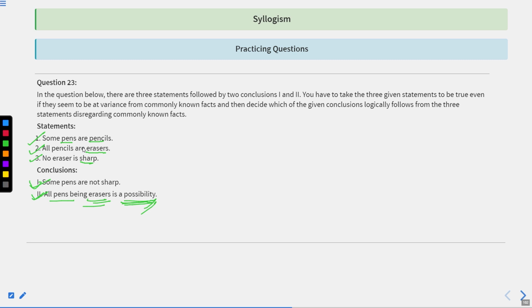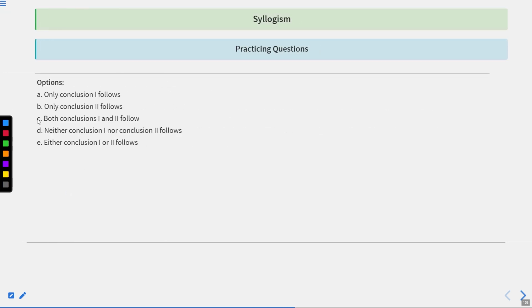Why do we come to this particular conclusion, my dear students? If you remember, we discussed different types of syllogism. While we were discussing different types of syllogism, we discussed Syroids also. Syroids is that type of syllogism where the subject on the one part and the predicate on the other part can be taken into consideration because there is a possibility. So taking that into consideration, question number 23, which suggests all pens being eraser is a possibility, this particular statement is correct, and the same goes with conclusion number 1, some pens are not. Therefore, the answer for this question would be both conclusion 1 and 2 follow.